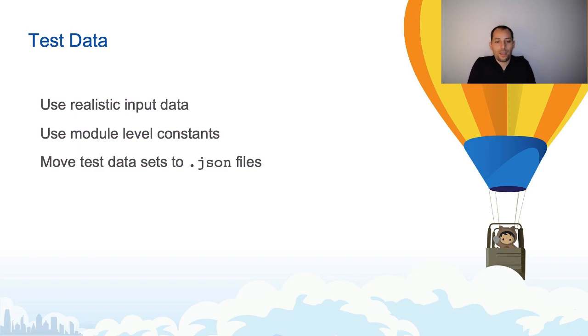Lastly, we saw that in the Apex tests, you want to move your test data to JSON files, especially if you have a lot of test data and complex structures. You can move that to JSON files and import them very easily with one line of JS code. So that's something to keep in mind. Don't clutter your test files with a lot of sample data. You can easily extract that in specific files.